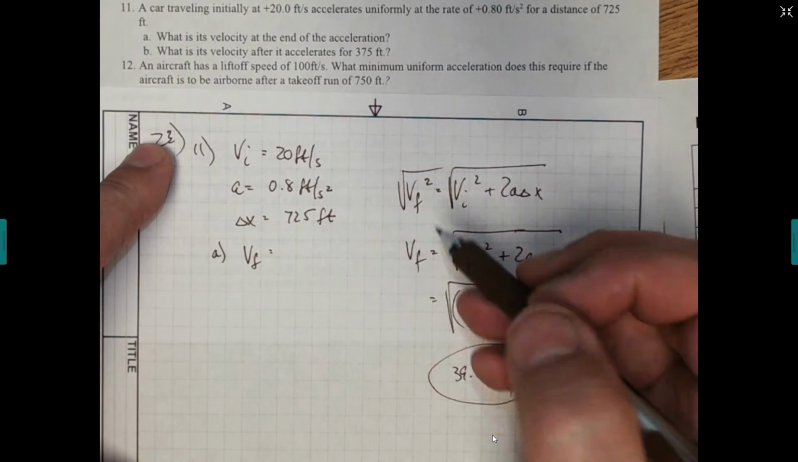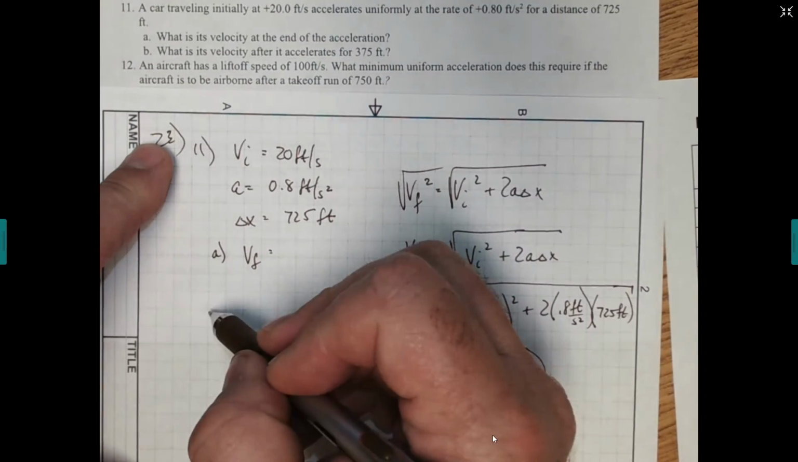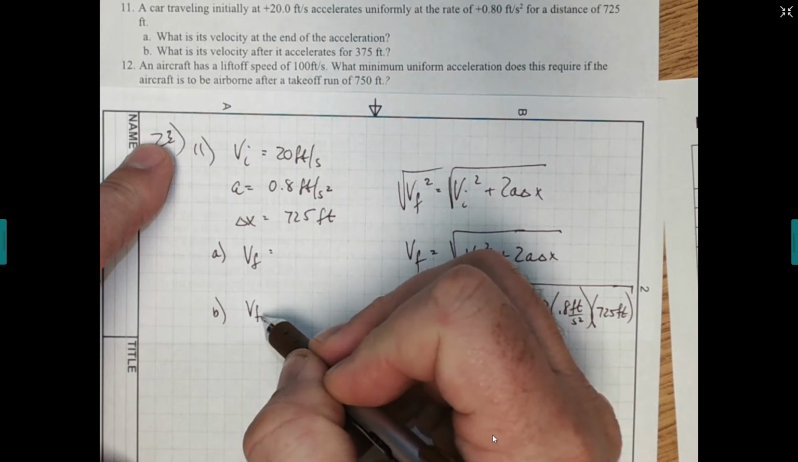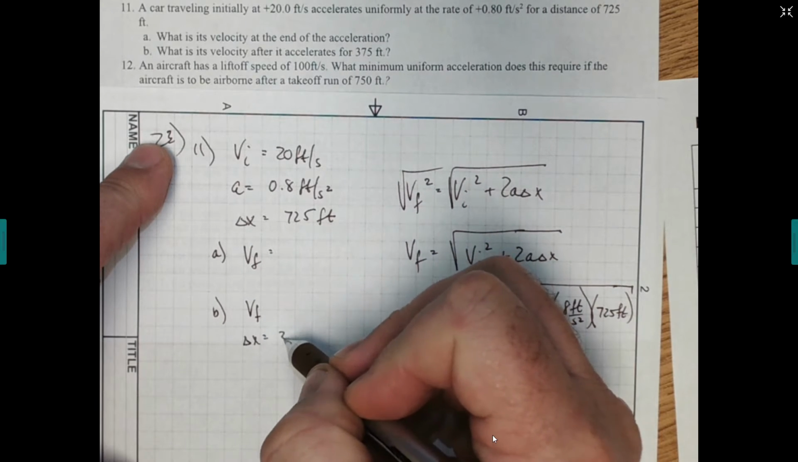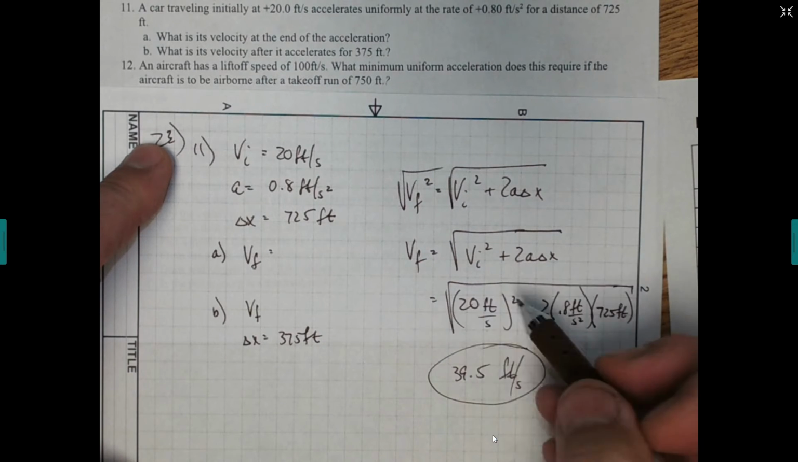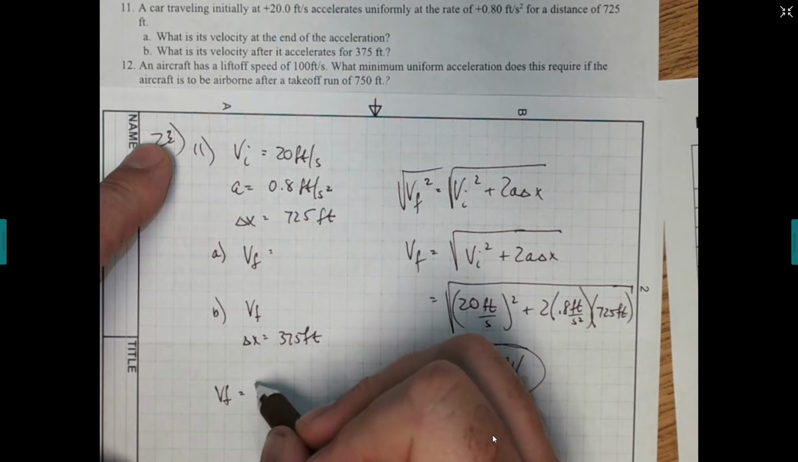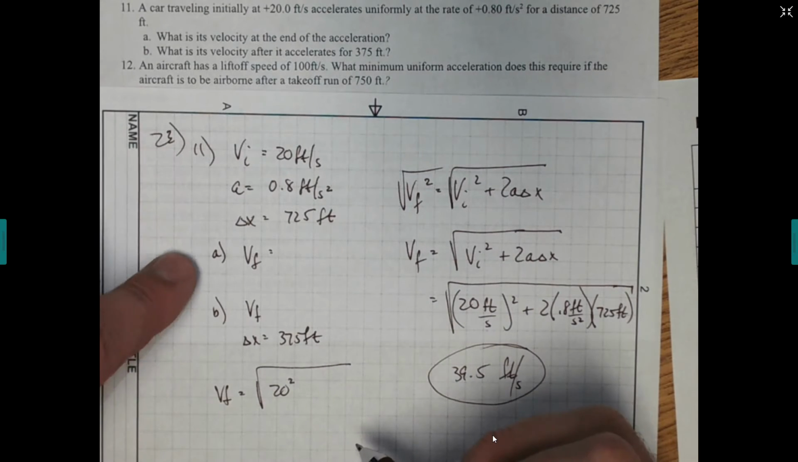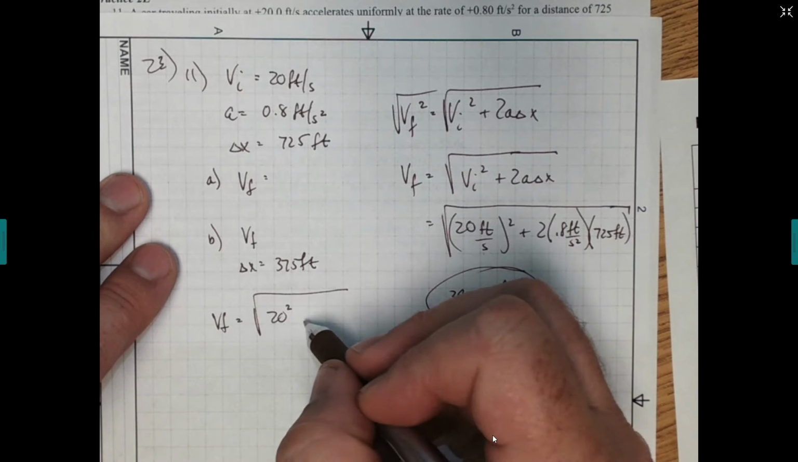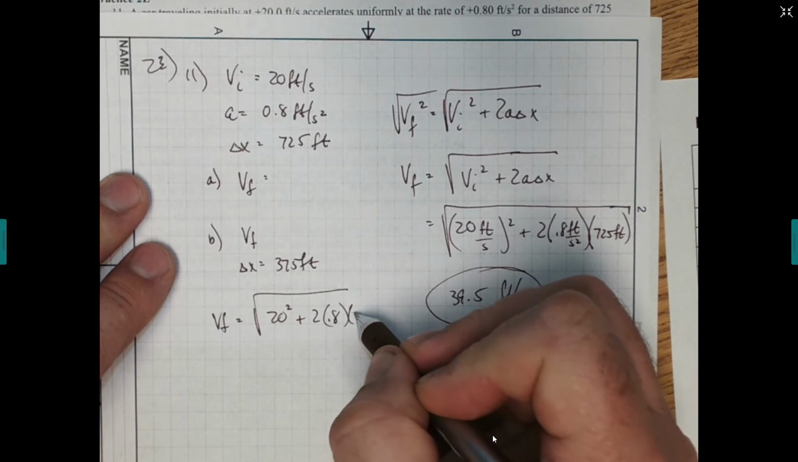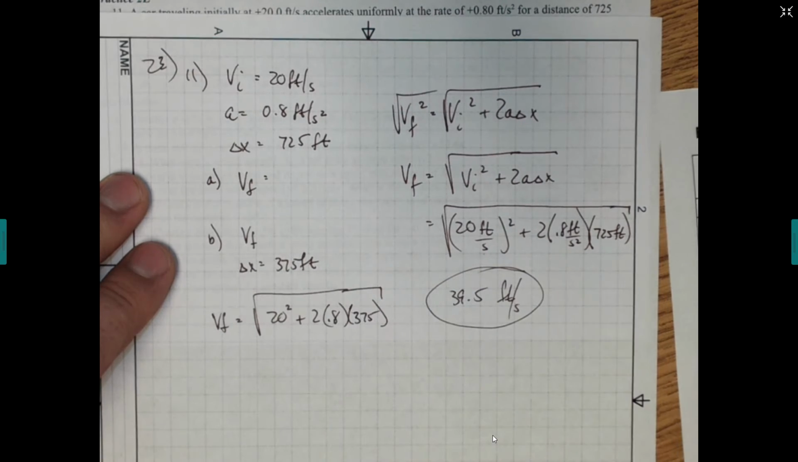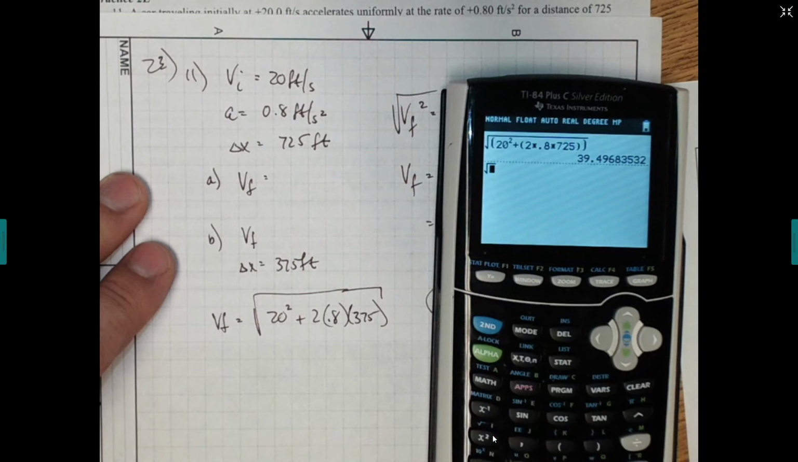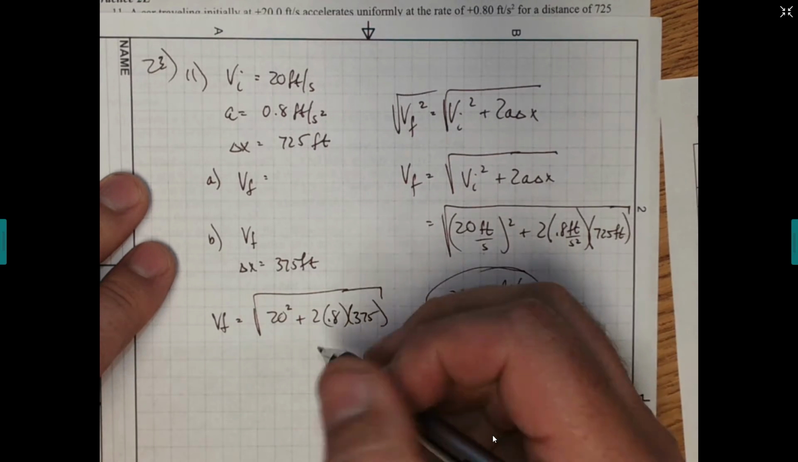In part B, it says what's the velocity if it accelerates for 375 feet. So now we're only going to go not quite as far, but my final velocity if my delta x is equal to 375 feet. Same equation, same problem. So final velocity is equal to the 20 squared. I'm going to leave out the units this time to make the numbers a little easier to see. Plus 2 times the 0.8 for the acceleration times this time 375 feet. And again, punch that all in. Square root of 20 squared plus 2 times 0.8 times 375. And we get 31.6 feet per second.